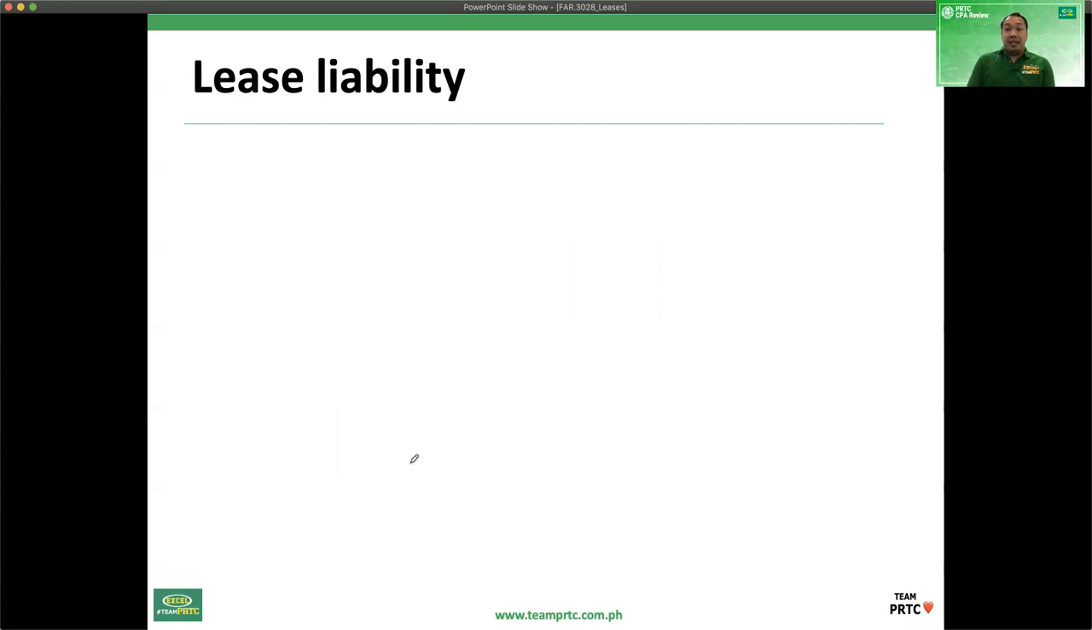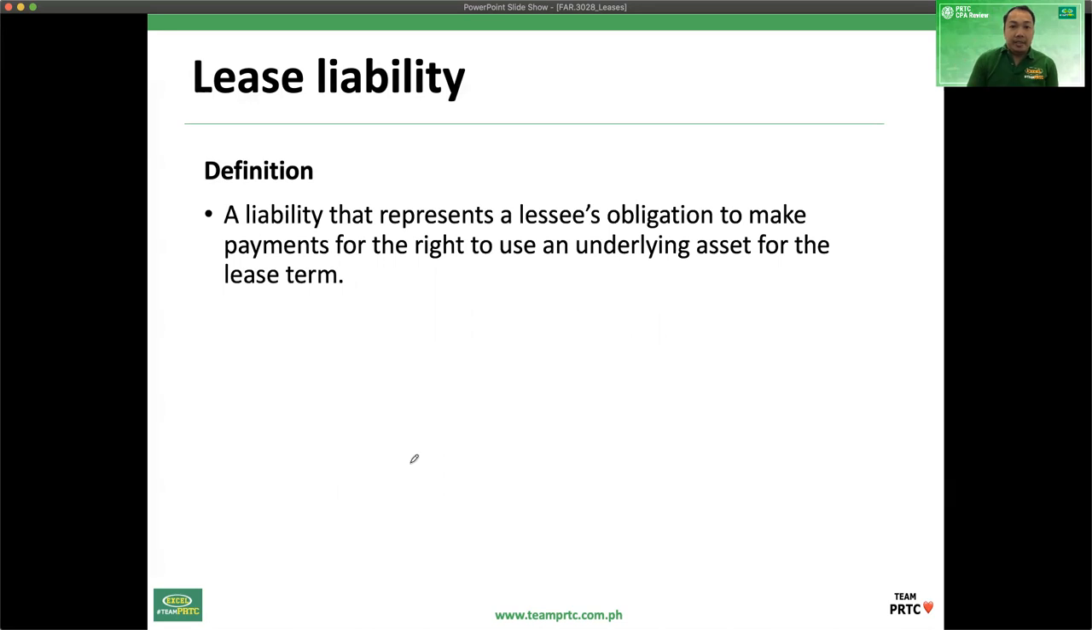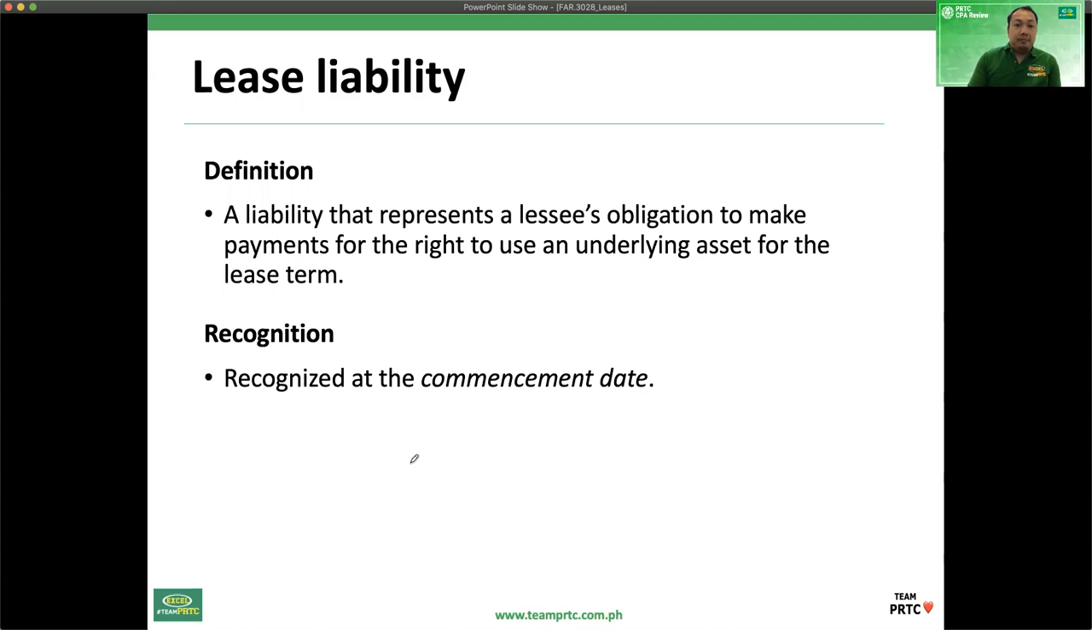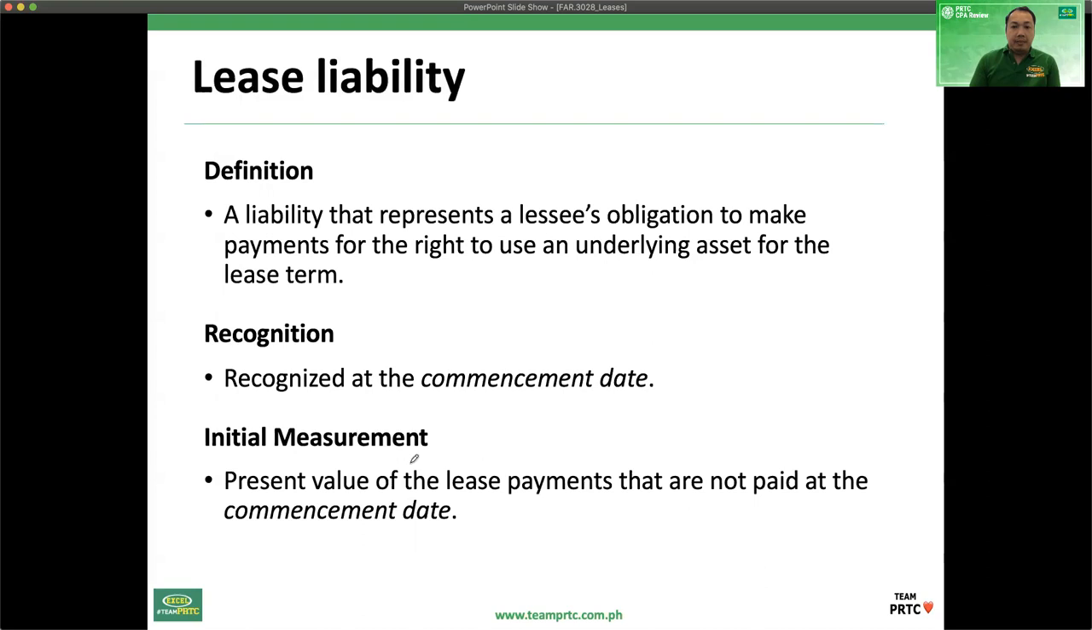Okay, now the credit side, liability. So, debit, right of use asset. Credit, lease liability. So, ano bang nature nitong lease liability? So, yan ay liability that represents a lessee's obligation to make payments for the right to use an underlying asset for the lease term. Okay, so recognition also at commencement date. So at commencement date, debit, right of use asset, credit, lease liability. Okay, so the initial measurement, present value of lease payments that are not, of course, ang liability not yet paid. So not paid at commencement date.